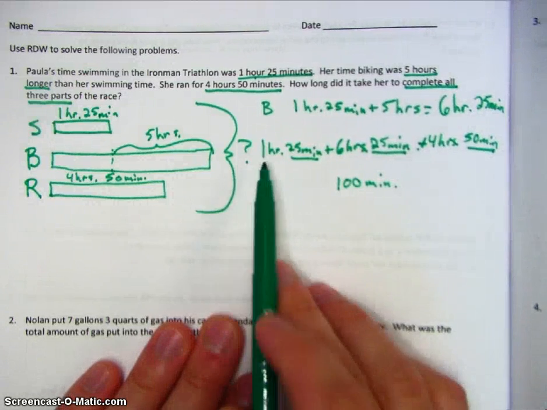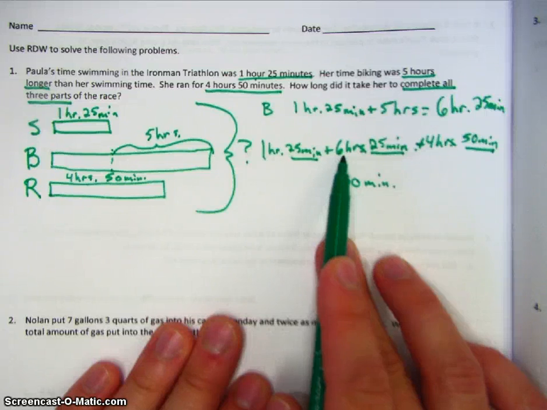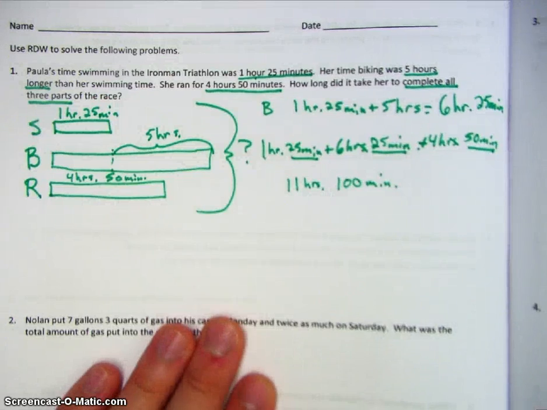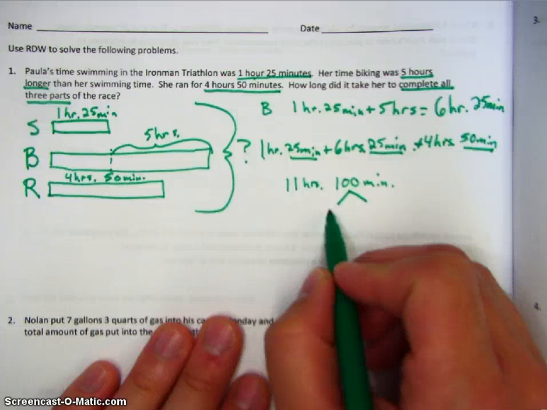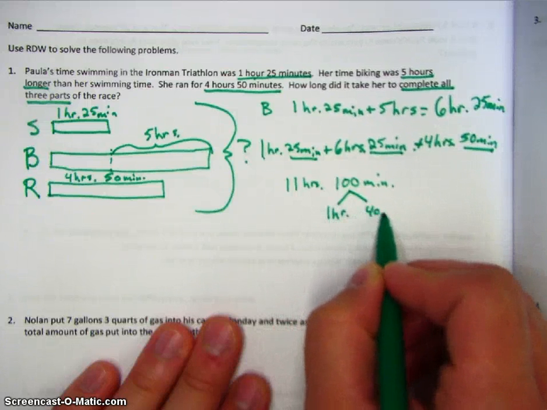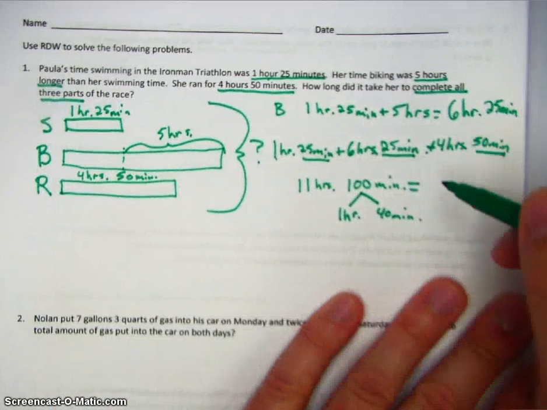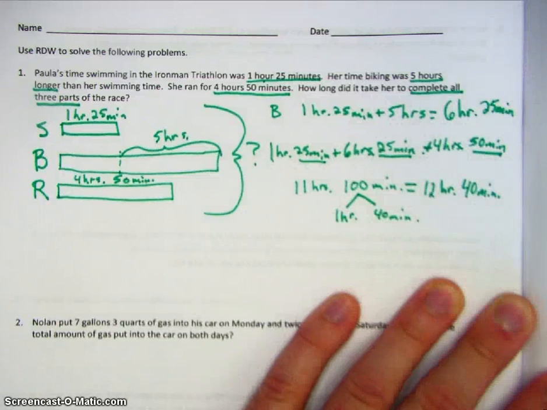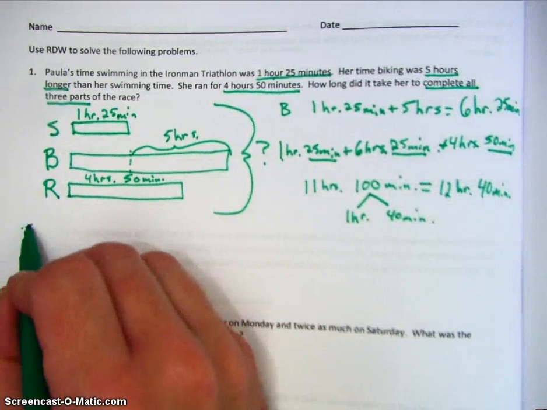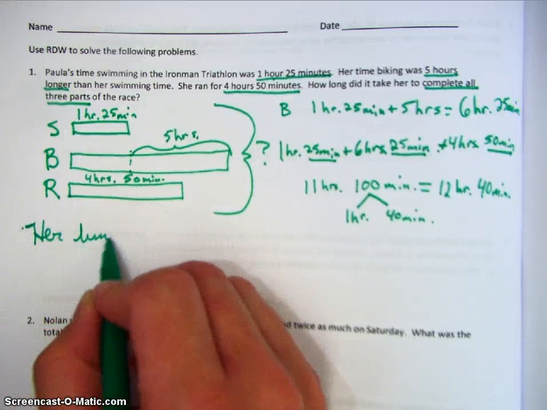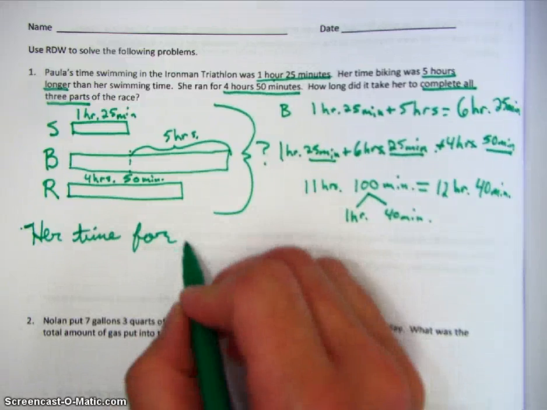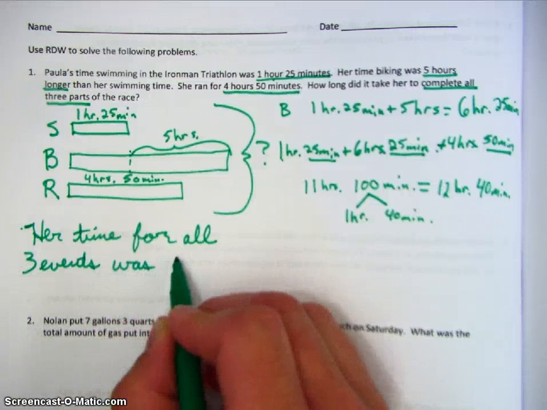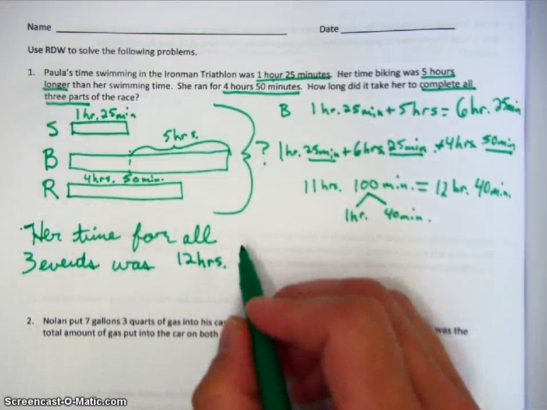Now we add up the hours. So we have 1 plus 6 is 7, plus 4 gives us 11 hours. So we have 11 hours, 100 minutes. But we know we can take our 100 minutes and turn it into 1 hour and 40 minutes. So our total now is 12 hours and 40 minutes. So her time for all three events was 12 hours and 40 minutes.